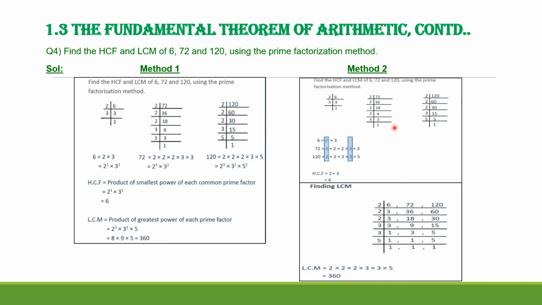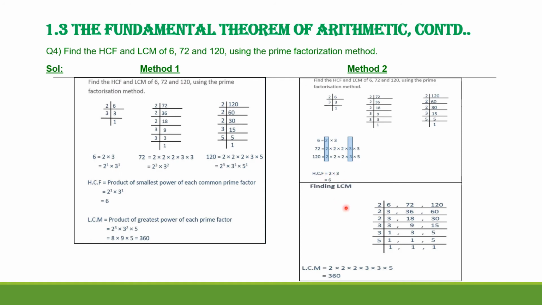Method 2: again, you'll write it in this format. Just write all the three numbers one below the other: 6 is 2 into 3, and you can write 72 and 120 in terms of factorization. Once you find it out, for the HCF, if you see here, 2 is common across all and 3 is common over here. So the HCF will become 2 into 3, which is 6.